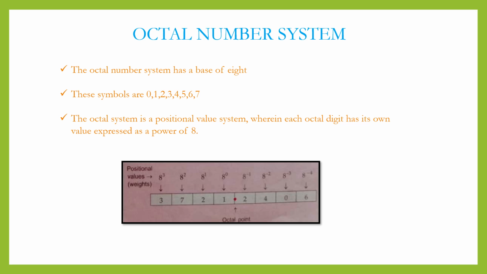The octal system is also a positional value system, wherein each octal digit has its own value or weight expressed as a power of 8. The places to the left of the octal point are positive powers of 8 and places to the right are negative powers of 8. The number 3721.2406 is represented in this figure.